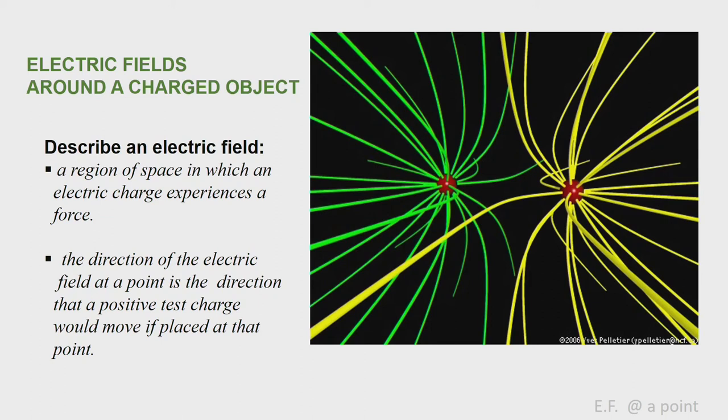And one of the things that you need to be able to do is to describe an electric field. It's a region of space in which an electric charge experiences a force. A region of space in which an electric charge experiences a force. And the direction of the electric field at the point is the direction of the force on a positive test charge. Whoa, too many things to remember. Let me get it simplified, and then we go on to explaining a little bit more.